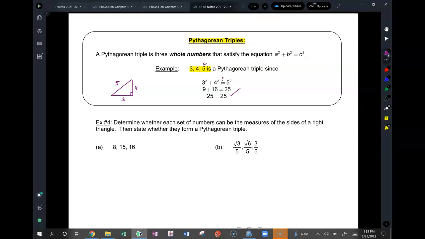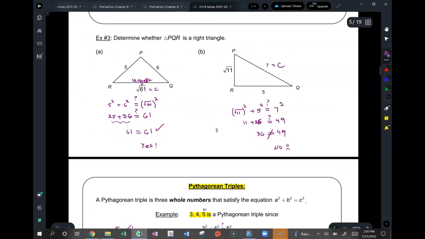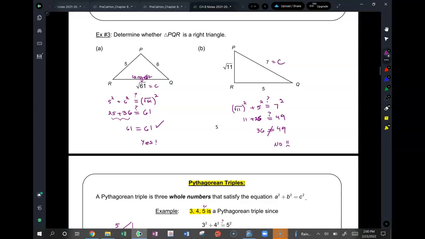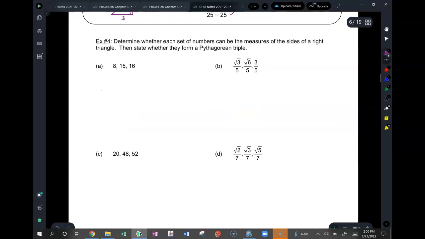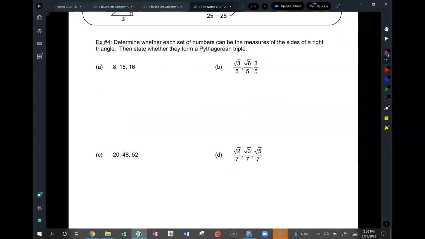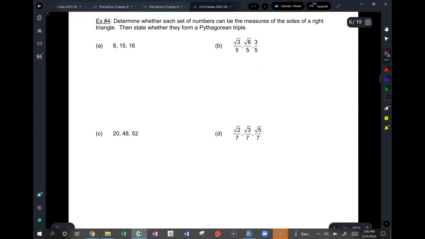You're fast forwarding and stealing my thunder. The question here says, determine first whether each can be measures of a right triangle, like we did here. If so, is it also a Pythagorean triple? Between the 8, the 15, and the 16, which one would qualify as C? 16. So, 8 squared plus 15 squared, is this equal to 16 squared? Okay, here we go.